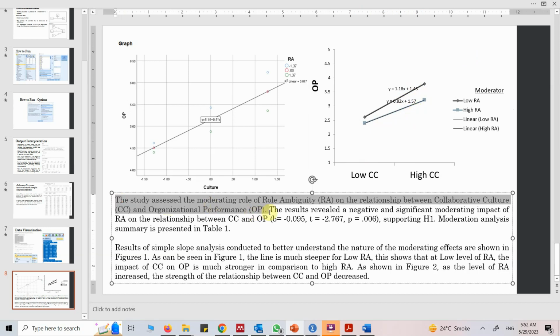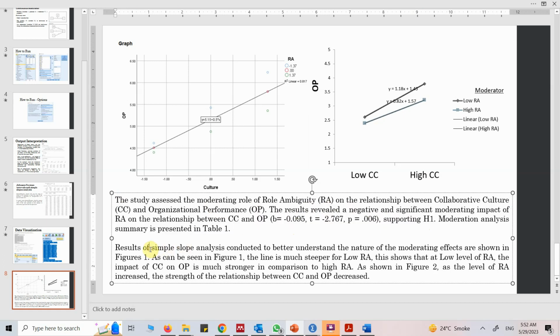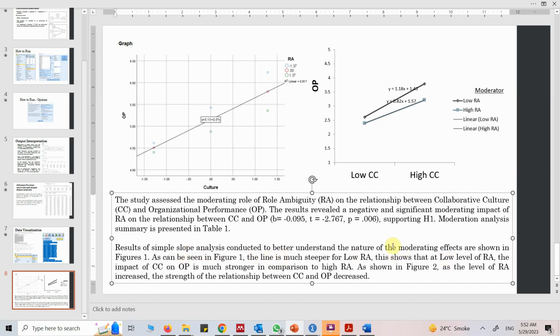Now the study assessed the moderating role, which we have already understood. This is what I'm interested in: based on the simple slope analysis conducted to better understand the nature of moderating effects. So if your moderation is significant, please do report slopes. And this is shown in figures here. As can be seen in figure 1, the line is much steeper for low role ambiguity. So when you have low role ambiguity, the first line here, it's much steeper.